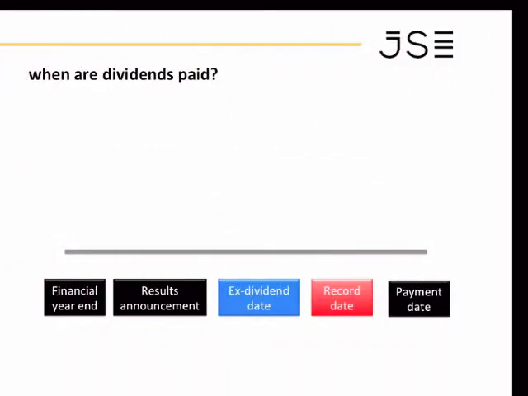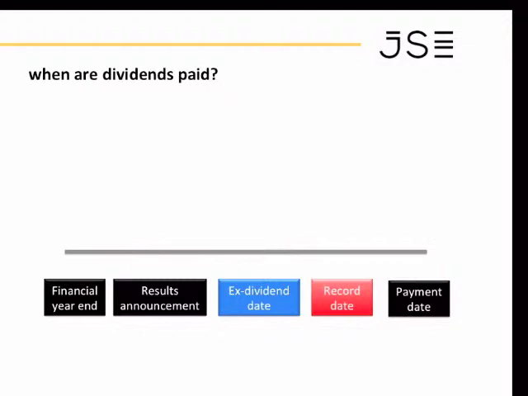So, fine. Companies pay out dividends, but when do they pay out dividends? We're going to look at some terminology that will make this clearer. If we look at the slide over here, we've got terms like the financial year end, the results announcement, ex-dividend date, the record date, and the payment date.